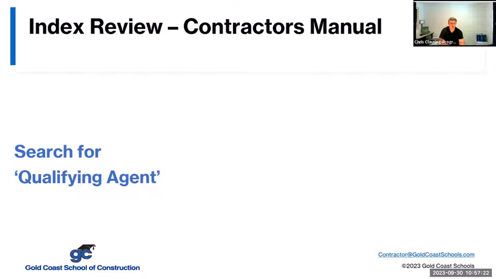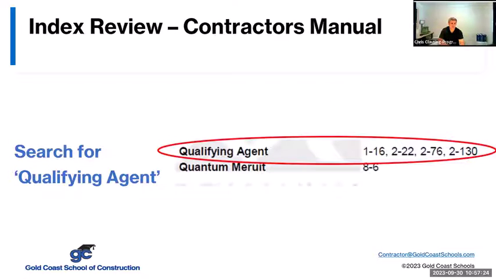Search for qualifying agent. There you go. We have that chapter 1, which is not where I would go for qualifying agents. Chapter 2 is where you go. And again, you have probably the summary, the statute, and the board rule.